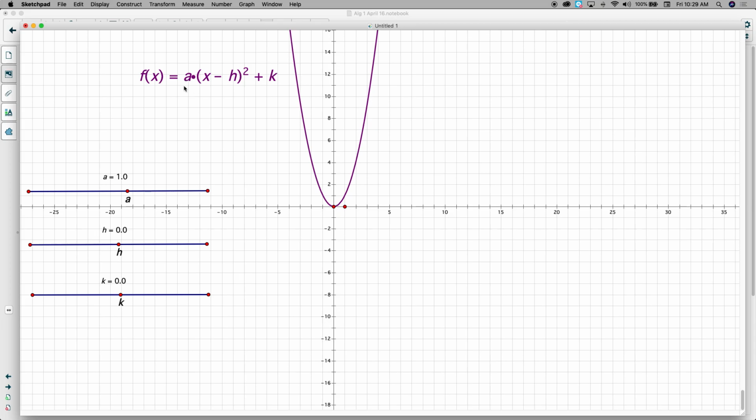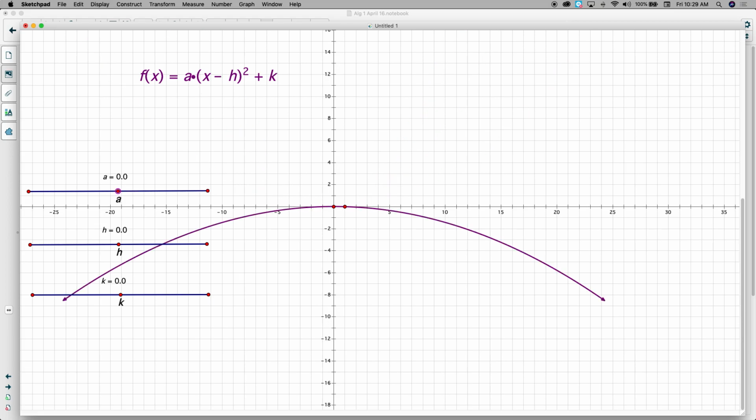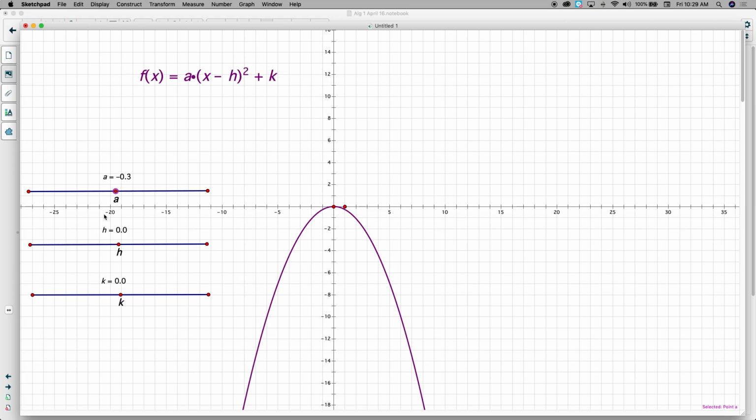We already know what a does. Okay, so let me just go ahead and confirm all that. So I grab a and I make it bigger, and it gets steeper and steeper. Okay, so then I grab a and I make it between 0 and 1, and it gets wider and wider. Okay, so then I make a negative, and it goes down below. All right, so it opens down.